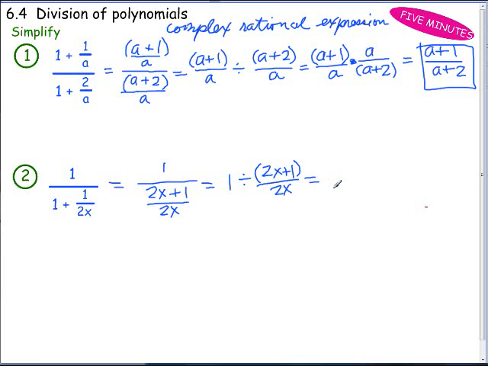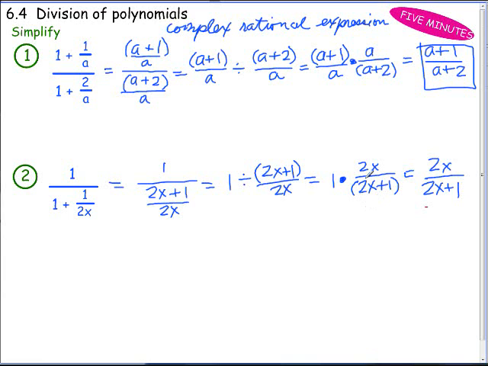We will stay, change, flip. And we get 2x over 2x plus 1.